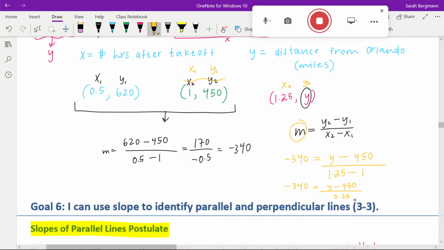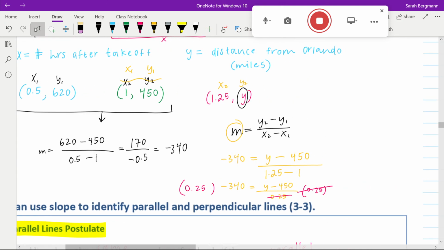In order to get rid of dividing by 0.25, I would have to multiply by 0.25 on both sides. Negative 340 times 0.25 is equal to negative 85. So I have negative 85 equals y minus 450. In order to get y by itself, all I need to do is add 450 on both sides. So I get 365 equals y.